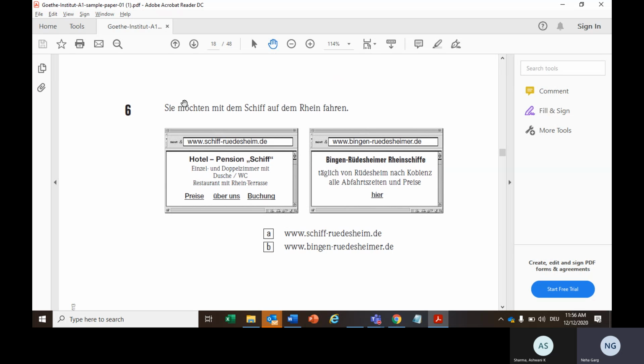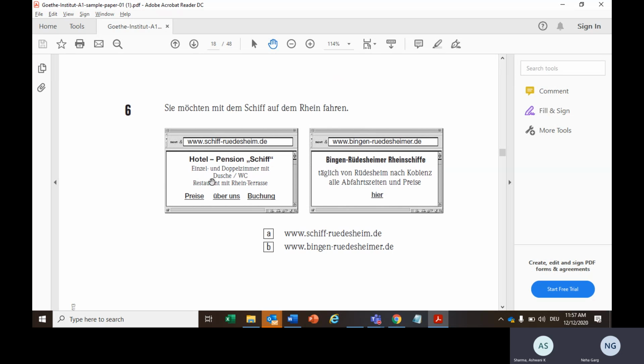For example, another example here also: Sie möchten mit dem Schiff auf dem Rhein fahren. What does this mean? It means you would like to go on the Rhine with the ship. Rhine is basically a river. Rheinfahren is basically having a voyage on this river. So you want to travel on this river with the ship.